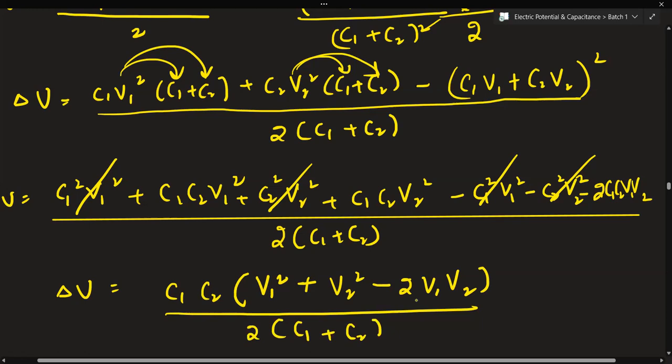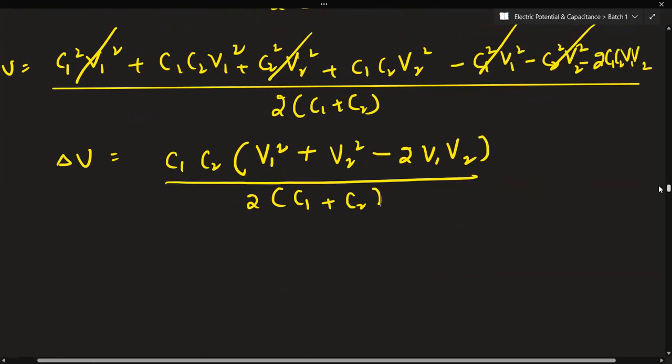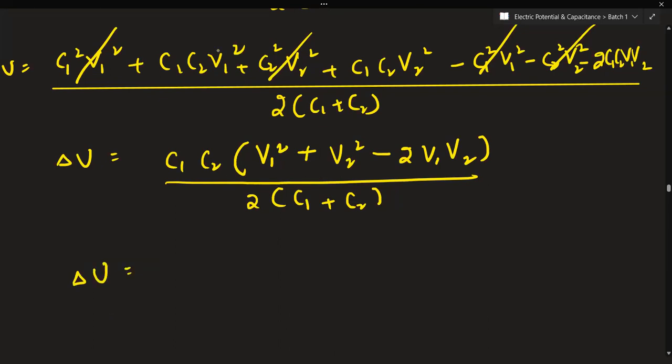Can anyone tell me, is there any algebraic identity formed from here? Are you able to recall any algebraic identities which you have studied? Anyone from the class? A square minus B square. A minus B whole square. Yes, A minus B whole square, exactly.